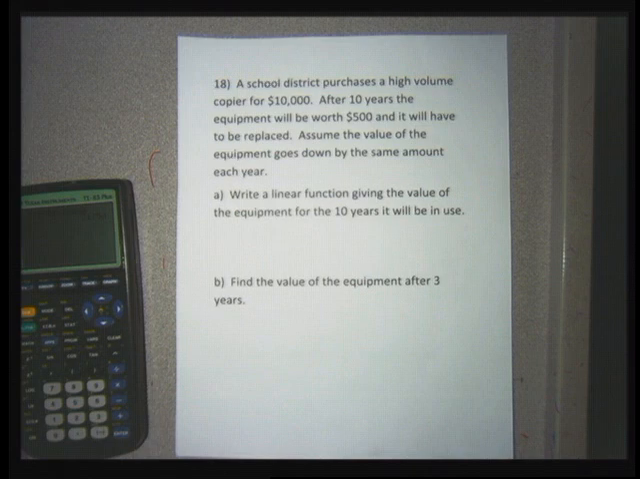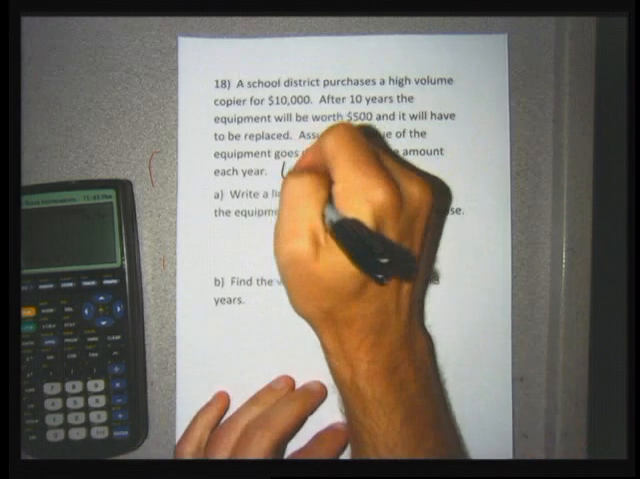So as I read through the first sentence, a school district purchases a copy machine for $10,000. After 10 years, the equipment's worth $500. It'll have to be replaced. Assume the value of the equipment goes down by the same amount each year. What I'm going to do is I'm going to come up with 2 points. And these points are going to be a little trickier to come up with because I don't see 4 numbers. My points are going to be similar.